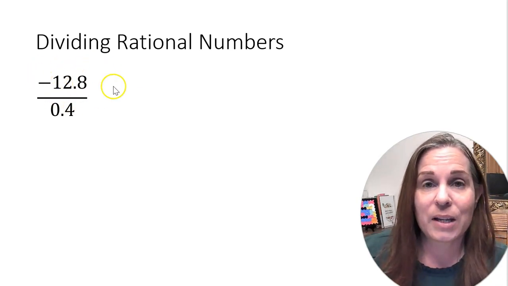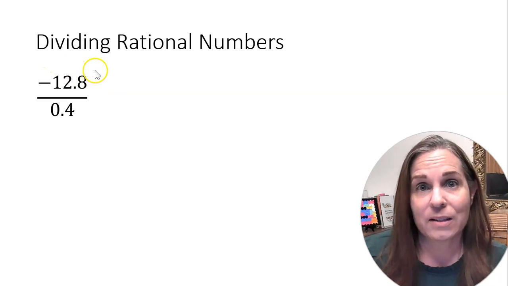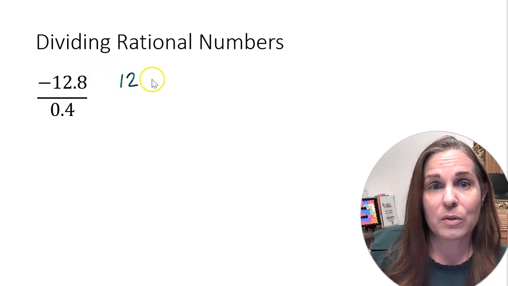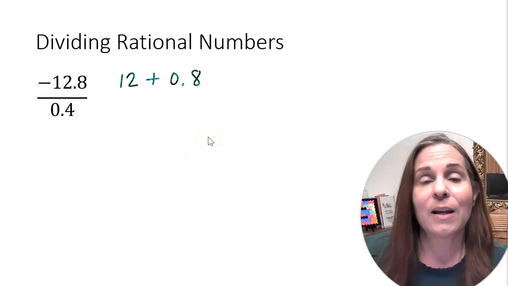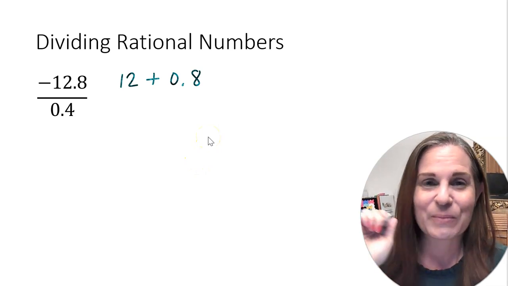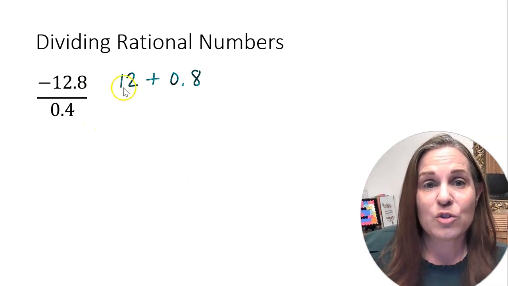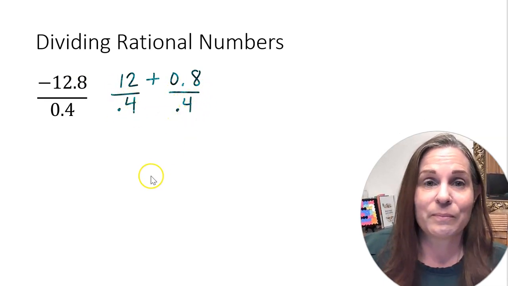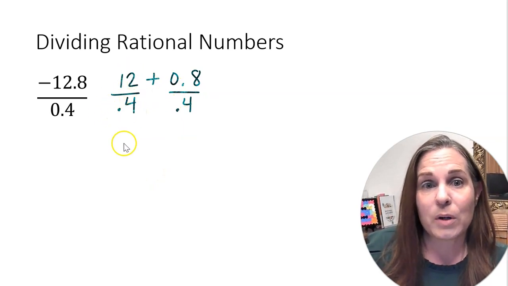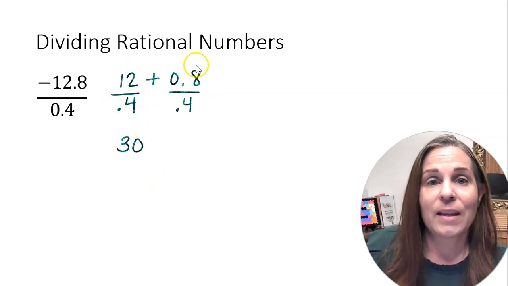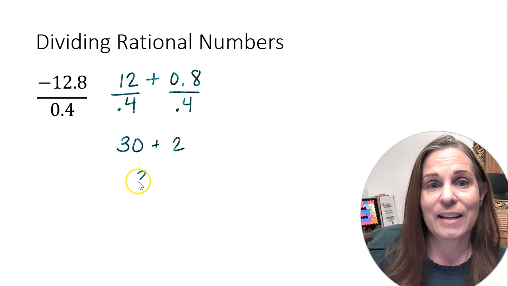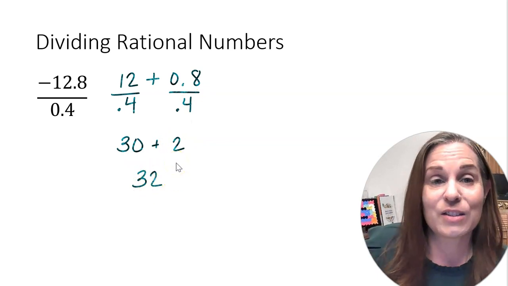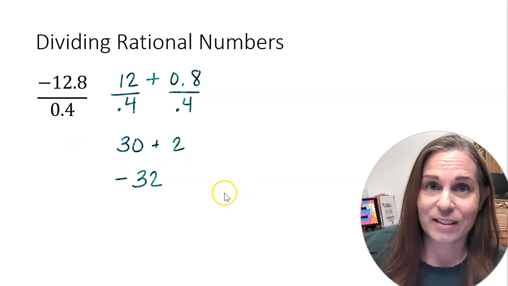Okay, so I can break the 12.8 up into 12 and 0.8, right? So I can do 12 plus 0.8 would give me 12.8. Again, I'm going to leave the negative till the end. Hopefully I don't forget this time though. So I can divide each one of these by 0.4. 12 divided by 0.4 is 30. 0.8 divided by 0.4 is 2. And I get 32. And because it's a negative divided by a positive, my final answer is negative.